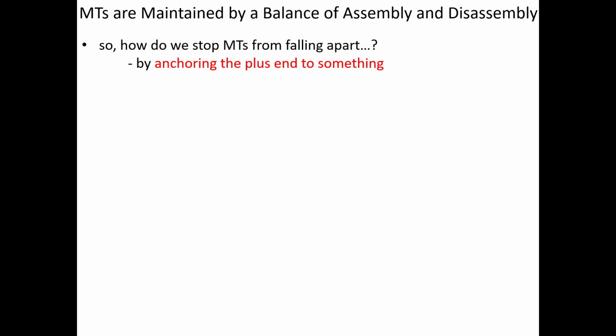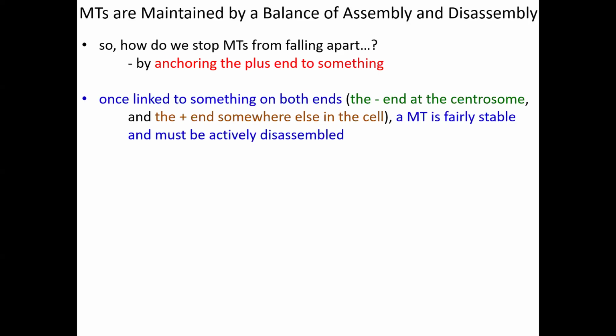The short answer is that the plus end, the growing end, when it hits a destination that needs a microtubule bound to it, it will anchor. And once a microtubule is anchored on both ends, remember the minus end is anchored at the centrosome and the plus end is anchored at some target in the cell, the inner leaf of the cell membrane, the Golgi, the lysosomes.